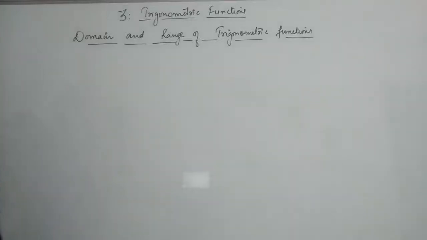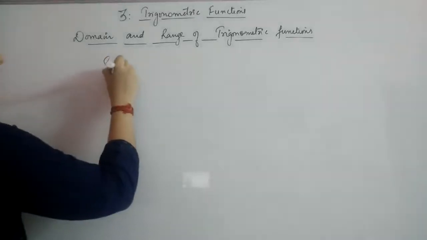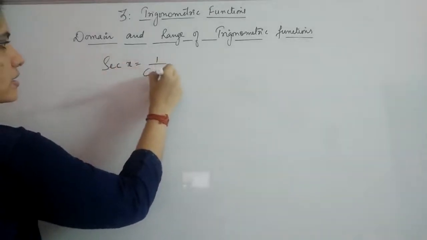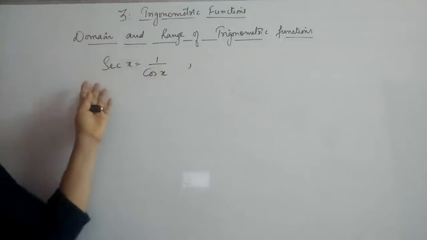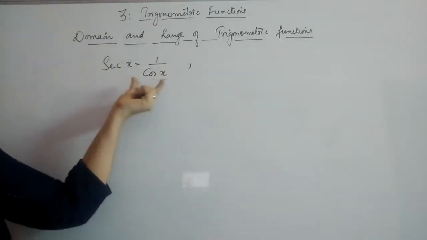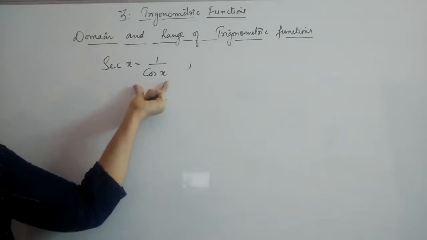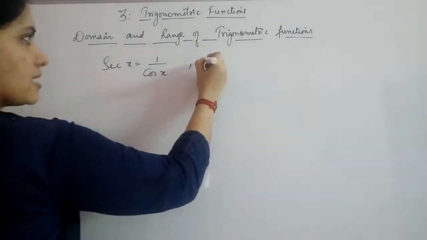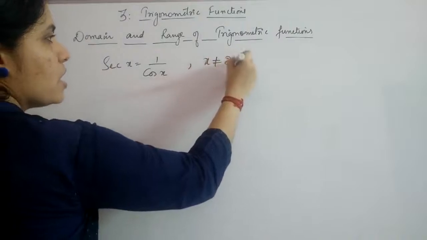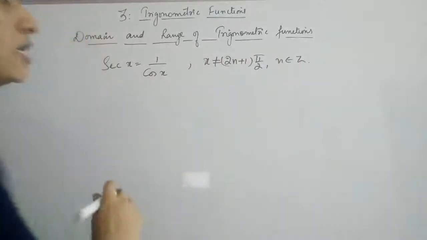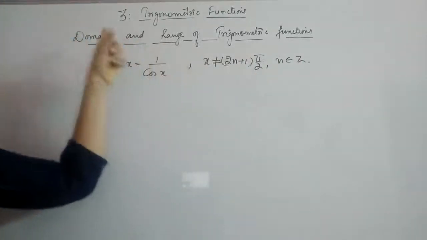Now the next function which we are dealing with is sec x. For the sec function, you know that sec x is 1 by cos x, right? And for the existence of the function sec, cos x should not be equal to 0. That means, when is cos 0? When x is an odd multiple of pi by 2. So for the existence of sec x, x is not equal to (2n plus 1) into pi by 2, where n belongs to Z.